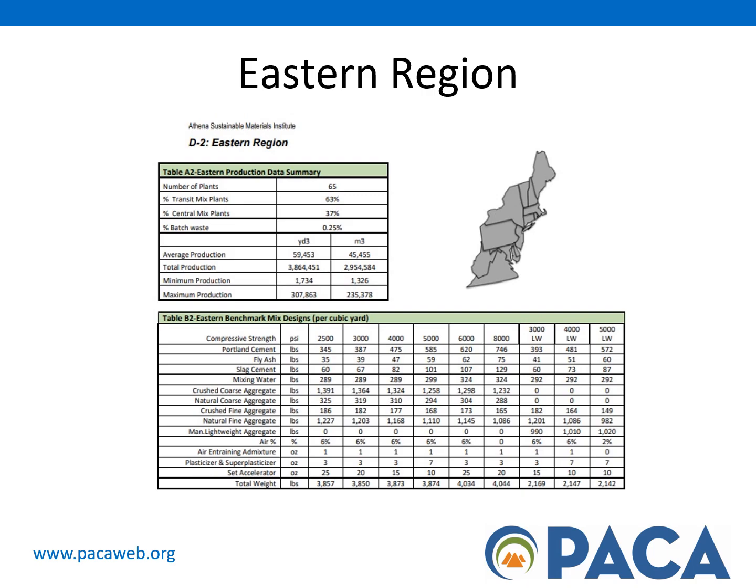The average production per plant was 59,453 cubic yards. The total production was 3,864,451 cubic yards. The minimum production per plant was 1,734 cubic yards, and the maximum production per plant was 307,863 cubic yards. Also shown are the mix designs per cubic yard for the 9 benchmark mixes.